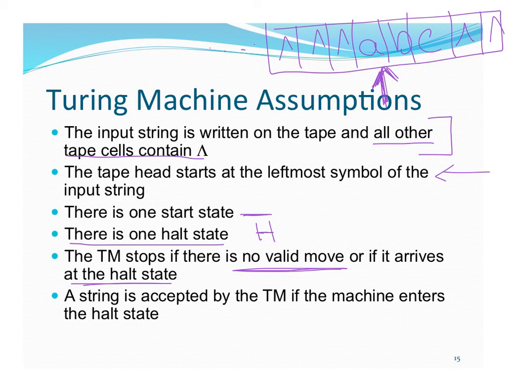And that's what I just said. A string is accepted by the Turing machine if and only if the machine enters the halt state. So if your first move is to go to the halt state, you win. And if you never make it to the halt state, then the string is not accepted by the Turing machine.